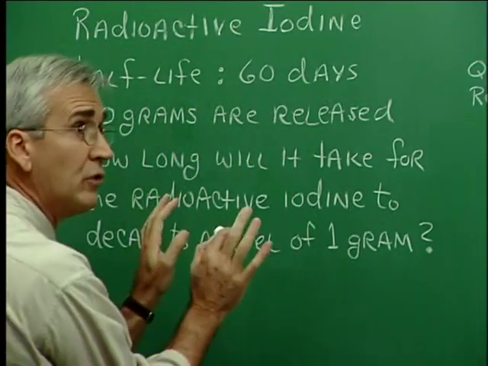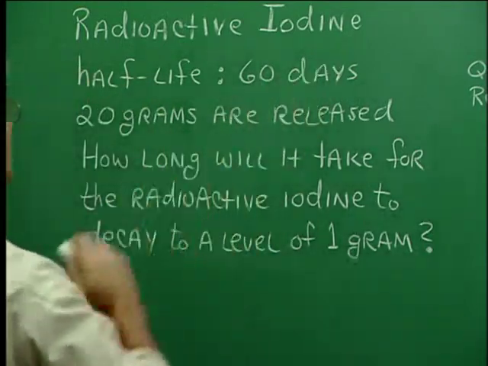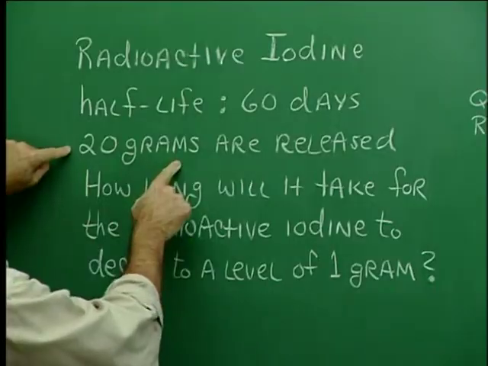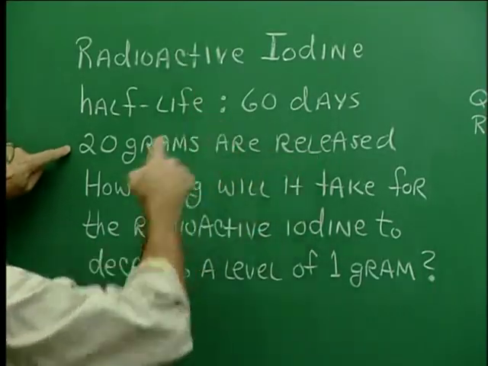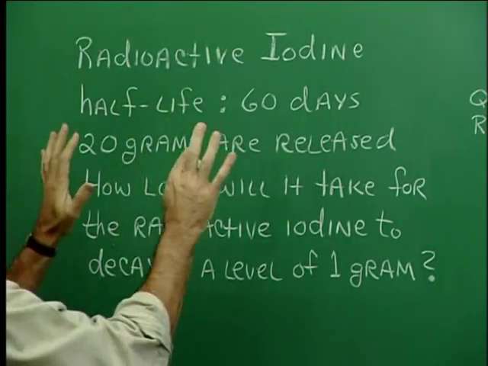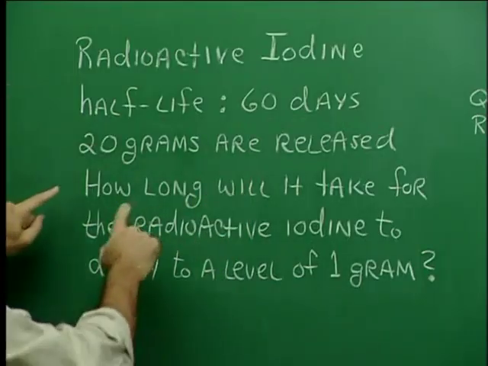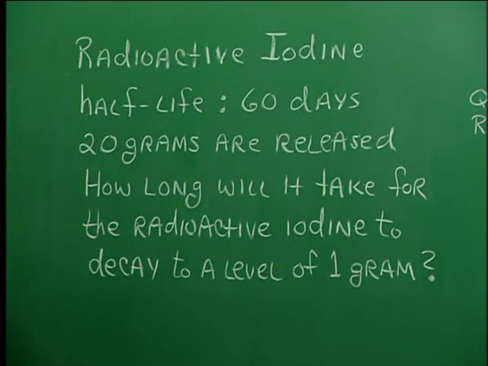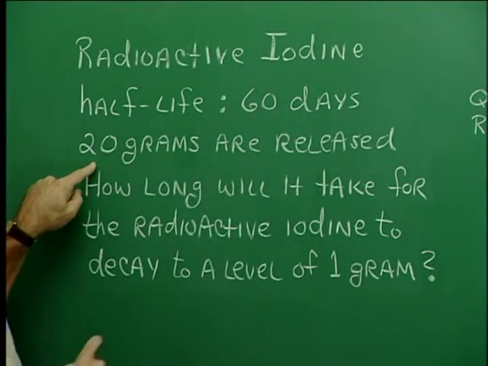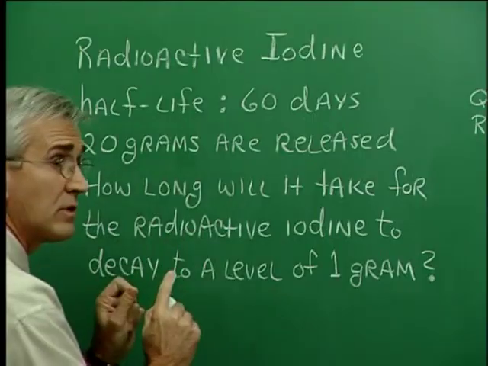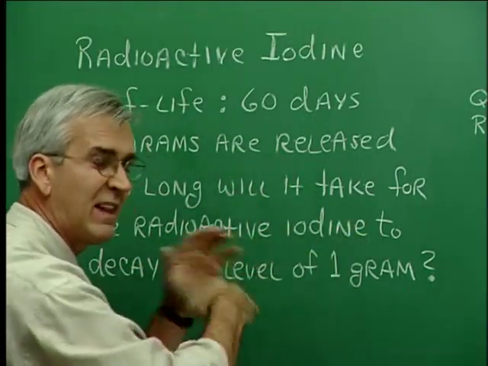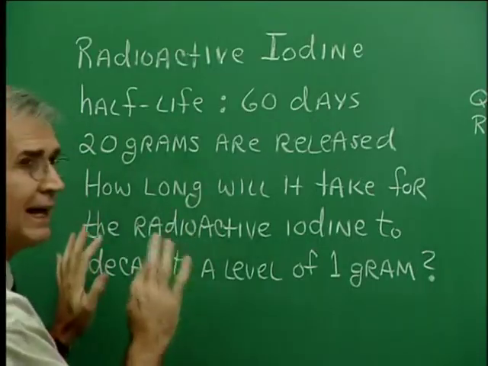Here's what could be used in that circumstance, but here we're only using radioactive iodine. At any rate, let's suppose that 20 grams of this substance is released from this nuclear reaction. How long will it take for the radioactive iodine to decay to a level of 1 gram? Well, we could figure it out by saying, if we start with 20 grams, in 60 days we'll have 10 grams. In another 60 days we'll have 5 grams. In another 60 days we'll have half of that, and so on. So we could kind of get at it like that.